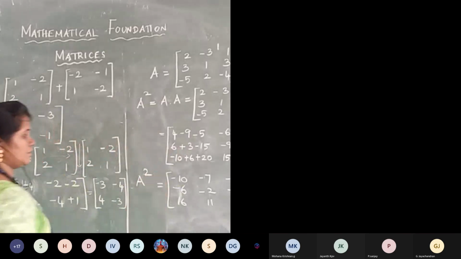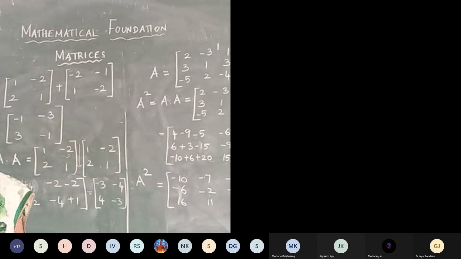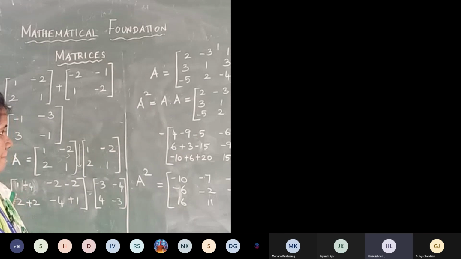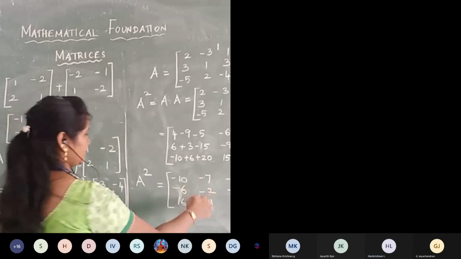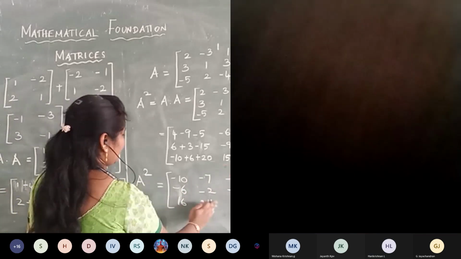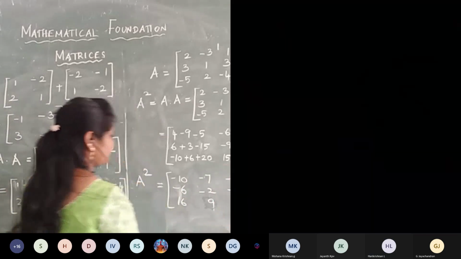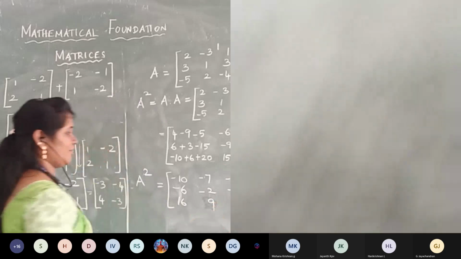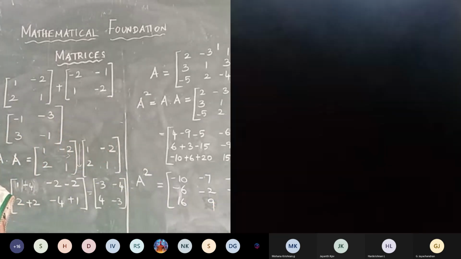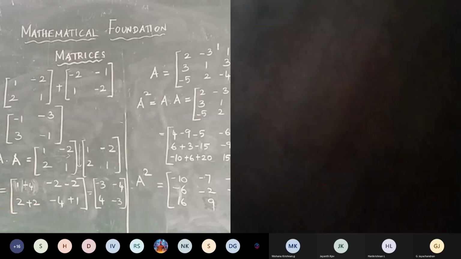You get A square to be this value. This is 17. Very good. Others, and all is correct. Just check.